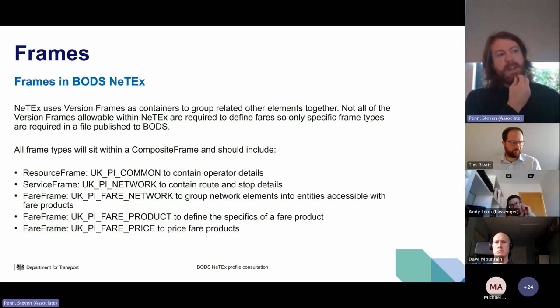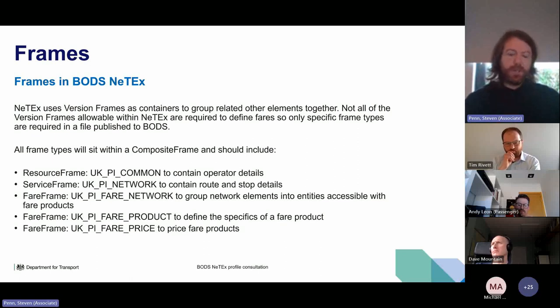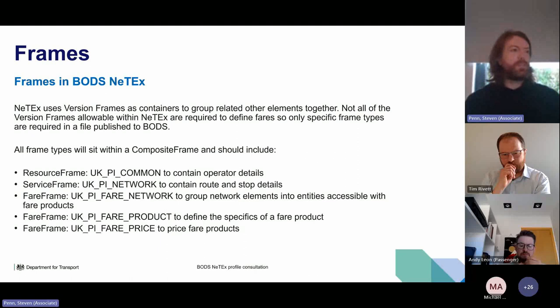And then there are three types of fare frame. There's something called a fare network frame, where you essentially group the elements that you've used higher up in the service frame into things that are usable in a fare product. Really, what we're talking about there is bundling the stops up into fare zones, stages, those kinds of things for referencing later on. We expect to see a fare product frame. That's the most important bit. This is where you're defining all of the specifics of a fare product, its rules, its pricing structures, those kinds of things. And then the final fare frame is the fare price, where you start to detail prices of the fare products that are defined earlier on. You can do things like create tables for republication, fare triangles, those kinds of things.